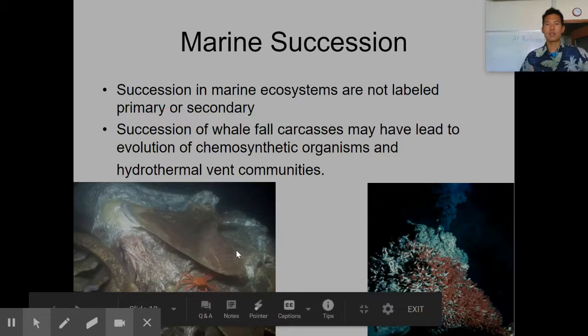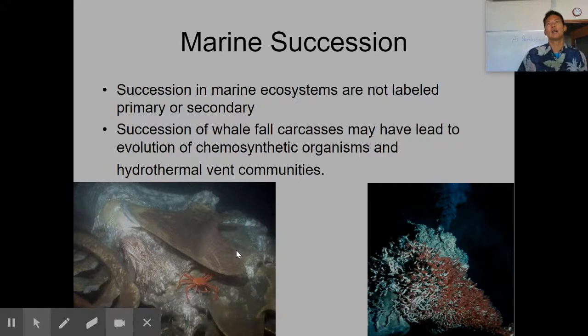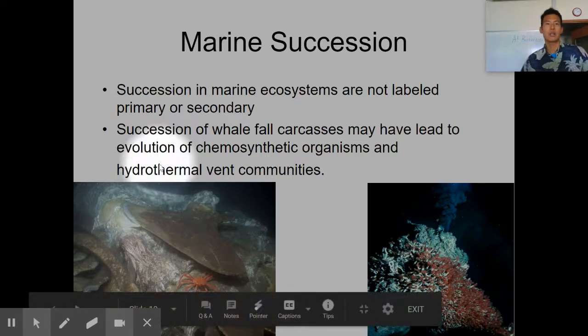Succession also happens in the marine environment, in marine ecosystems. However, unlike land where you can get new land, I don't think there's a way you can have an area with new water. So in marine ecosystems, there's no such thing as primary and secondary succession. Succession just happens.